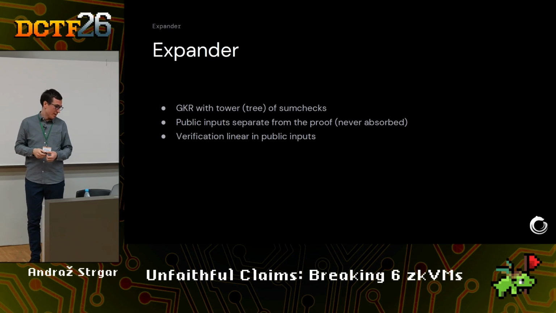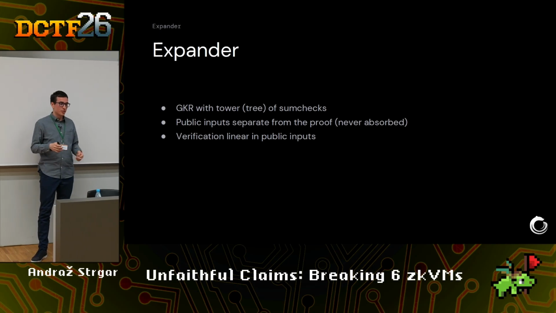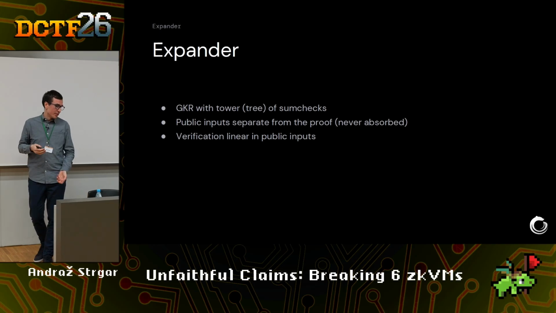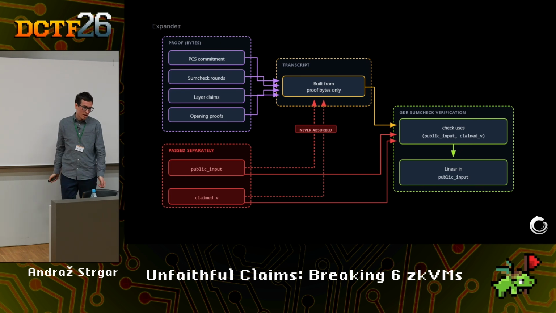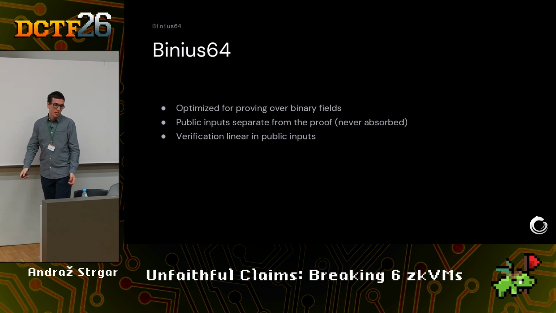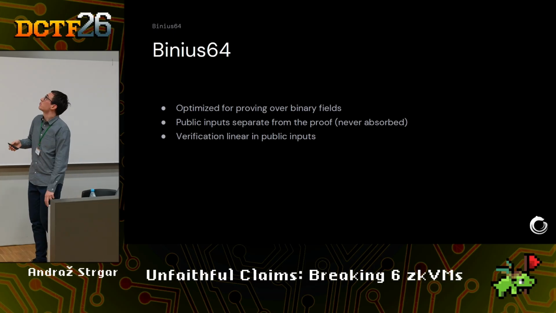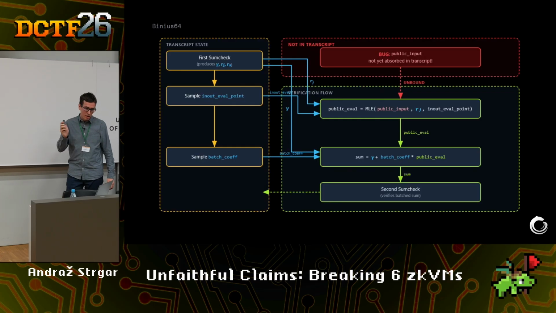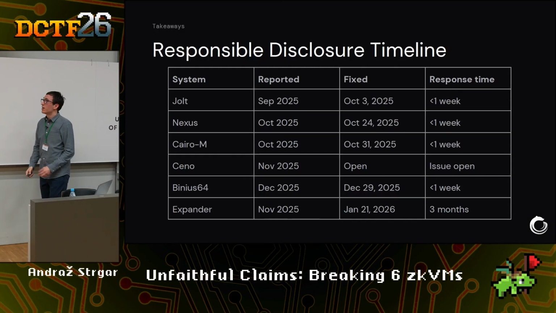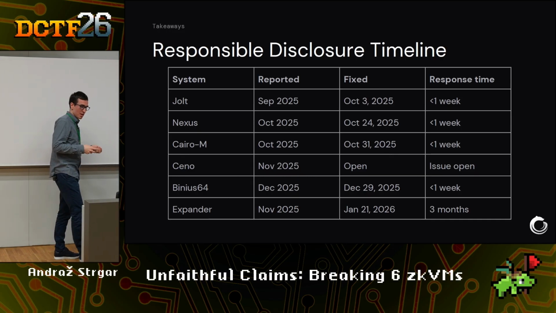And then another proof system is Expander, which again is just based on a bunch of sum checks, and verification is then linear. So again, just a system of equations. And Binius is very similar in being linear in everything and using a bunch of sum check protocols. So now let's take a look at what actually happened once we found these vulnerabilities.